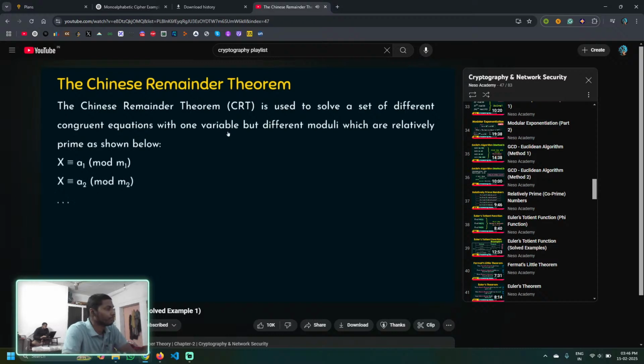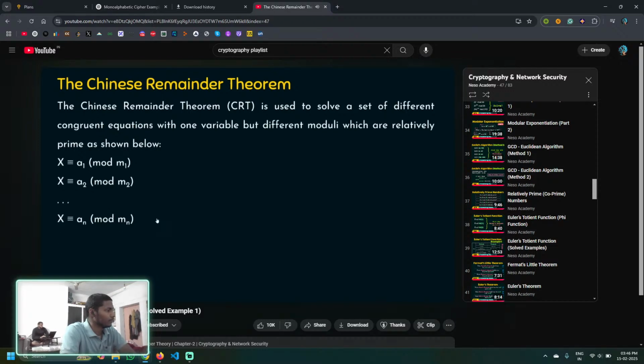So we have different congruent equations as mentioned in the definition, where x is congruent to a1 mod m1, x is congruent to a2 mod m2. We have n equations, x is congruent to an mod mn. If you see here, we have one variable which is x, right? And we have a set of n different congruent equations. If you note here, there are different moduli: this is mod m1, this is mod m2, this is mod mn. We have n different equations with different moduli, different a values, but the variable is 1. Now we are going to find the value of this single variable.